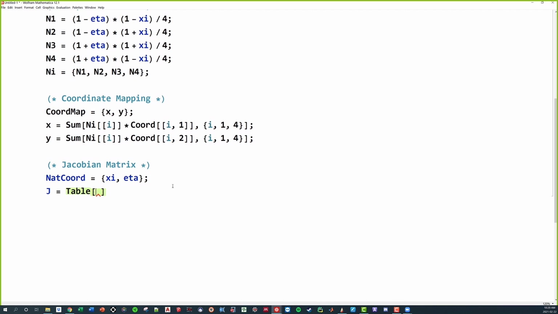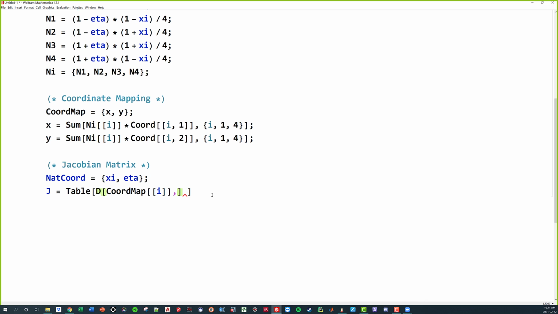So I'm saying, all right, I want to take the derivative, and what I want to take the derivative of is my coordinate map of i. Remember, my coordinate map is simply this right here. So if i is equal to 1, it's going to take the derivative of x. If i is equal to 2, it's going to take the derivative of y. So hopefully that makes sense. And I want to take the derivative of that coordinate map, so the derivatives of x and y with respect to z and eta.